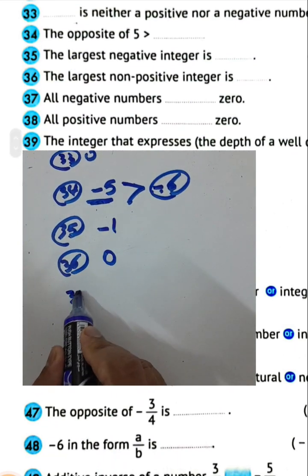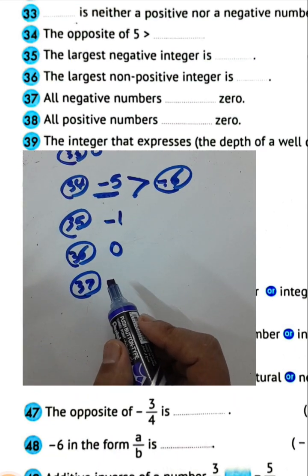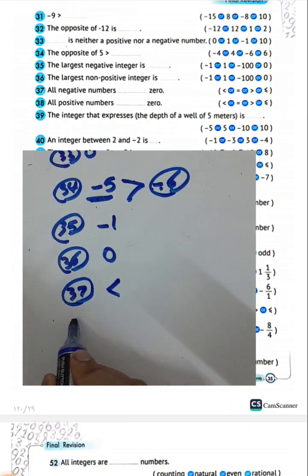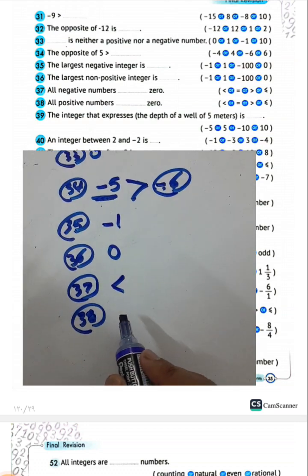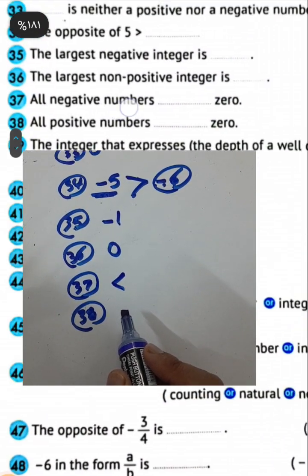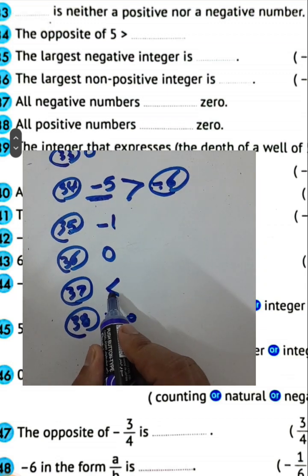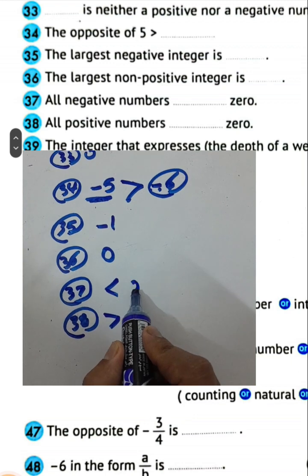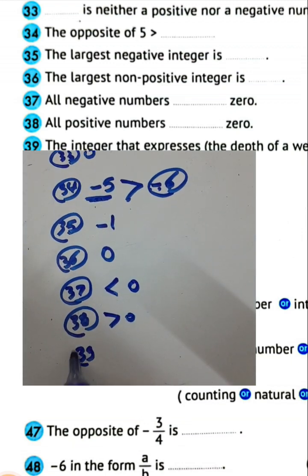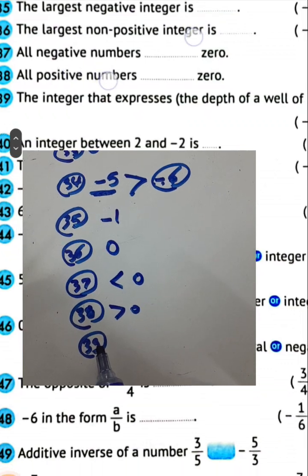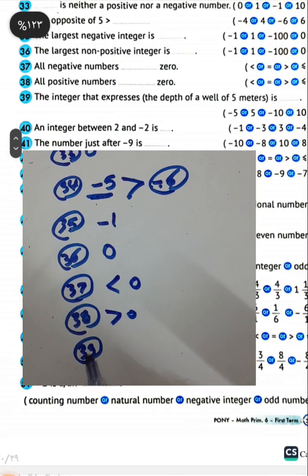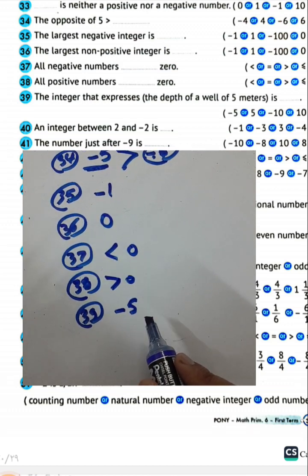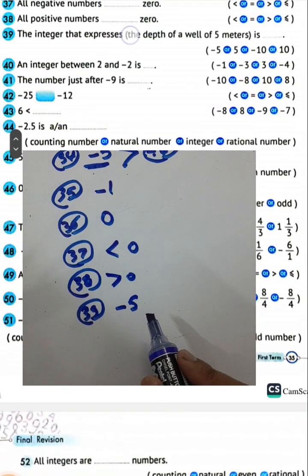Question 37: a negative number is less than 0, so choose the sign less than 0. Question 38: all positive numbers are greater than 0. Again, all negative numbers are less than 0. Question 39: the integer that expresses the depth of a well of 5 meters will be negative 5.